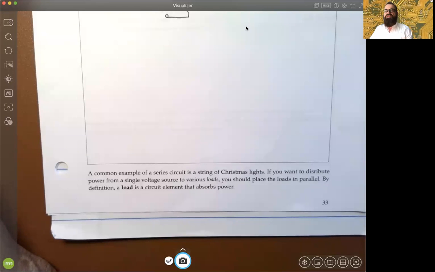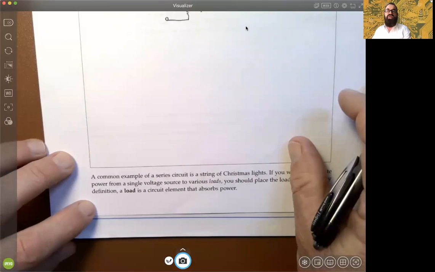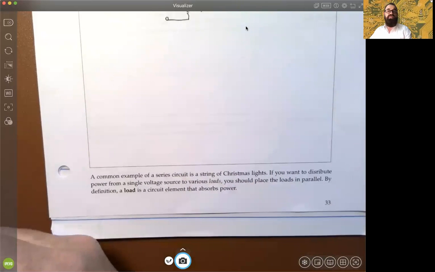Before proceeding on to sections 2.2 and 2.3 in this lecture, I wanted to bring the bottom of page 33 to your attention from the ECE 301 workbook. Having just determined equivalent resistances from series and parallel arrangements of resistances, it's very common to see, for example, series circuits represented by light fixtures, such as Christmas lights. But very importantly, if you wanted to distribute power from a single voltage source to various what we call loads, you would definitely place those loads in parallel.